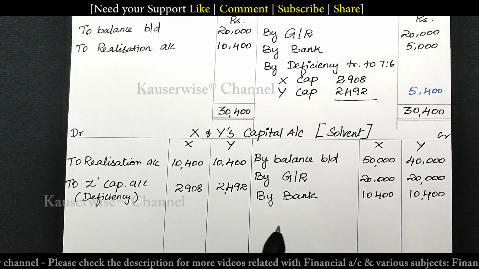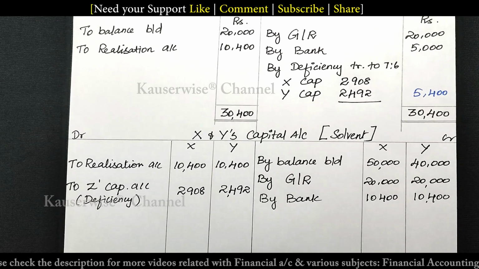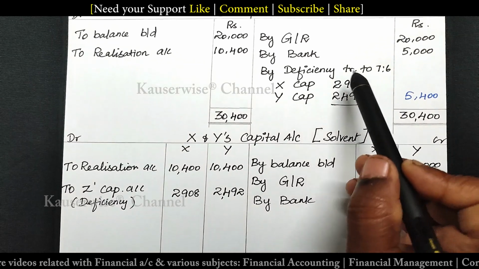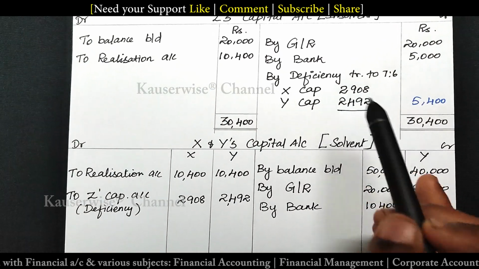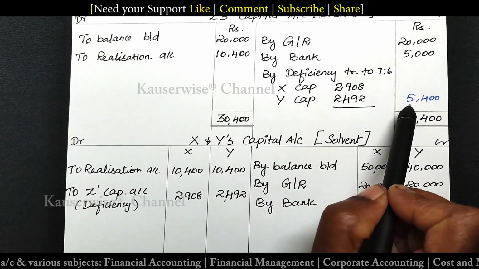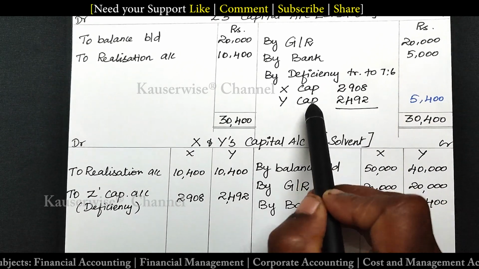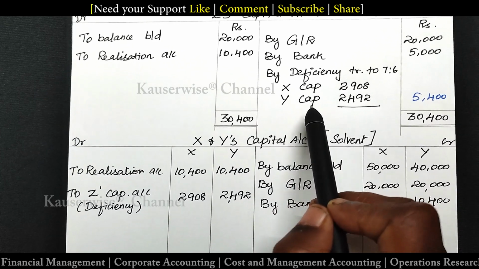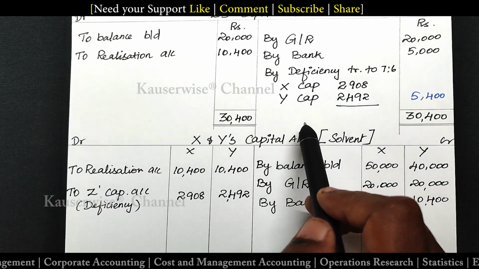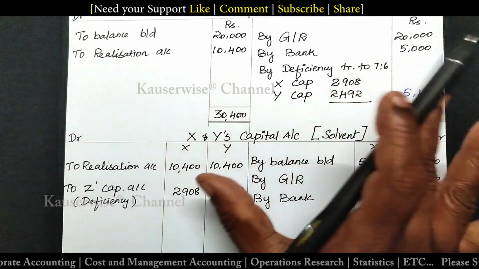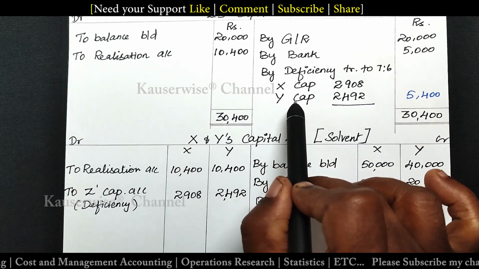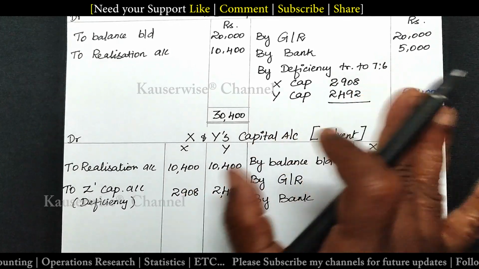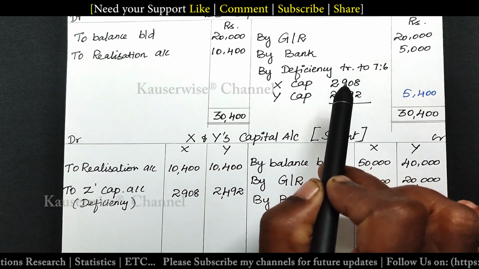In that case, solvent partners who have a debit balance in their capital account need not bear the insolvent partner's deficit. Again, I repeat, the insolvent partner's deficit is shared by all the solvent partners. If a solvent partner's capital account shows a debit balance, in our problem it has only a credit balance, so no problem. Suppose X's or Y's capital showed a debit balance, that particular partner need not bear this deficit, that is, this loss.